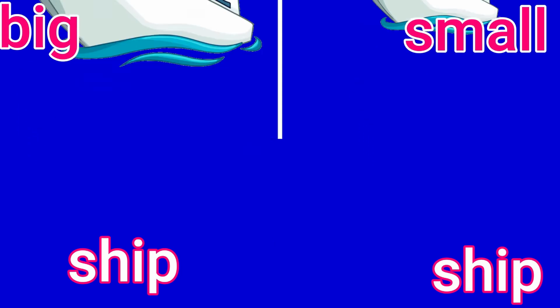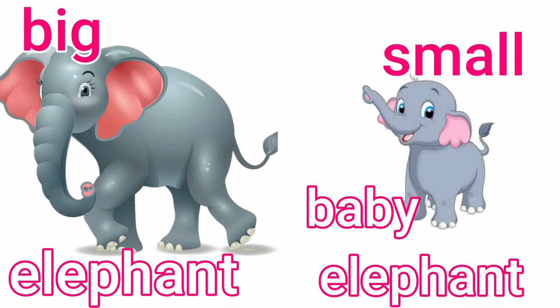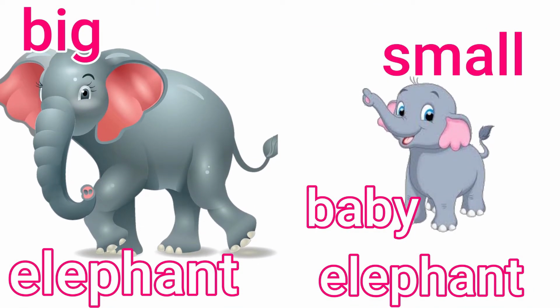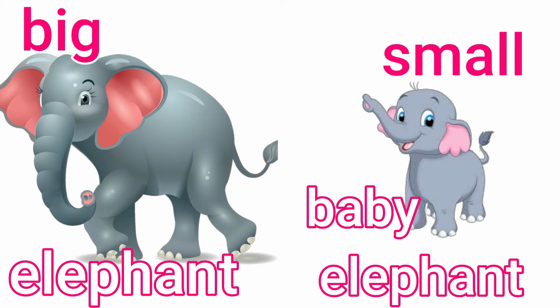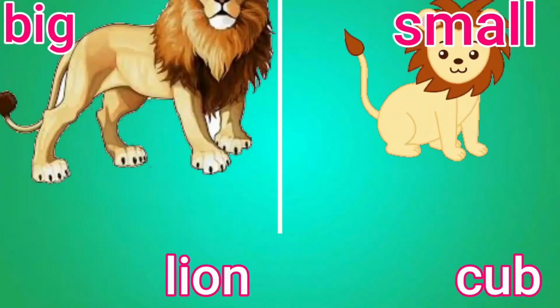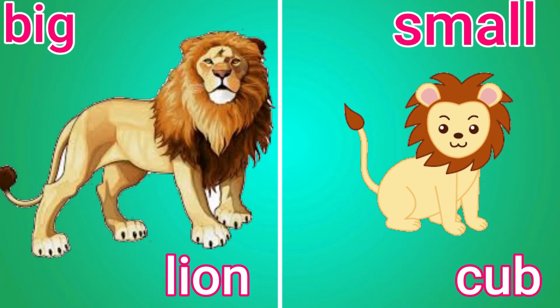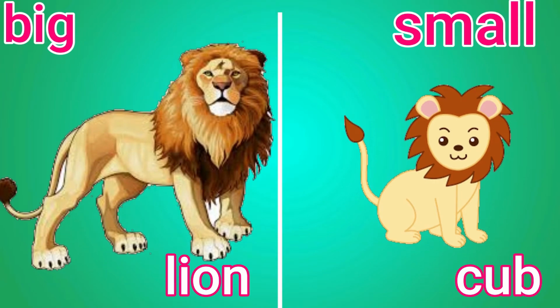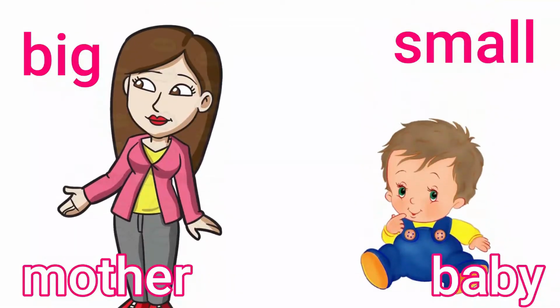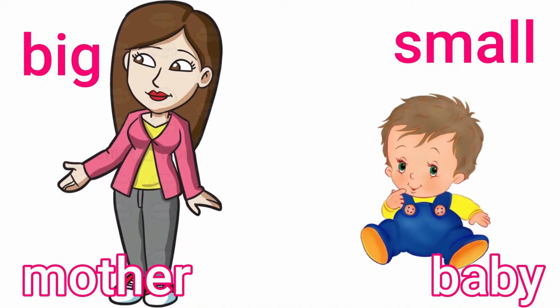You can see elephant with baby elephant. Baby elephant always small. Lion with cub. Baby lion cub. Very small. Mama is always bigger than baby.